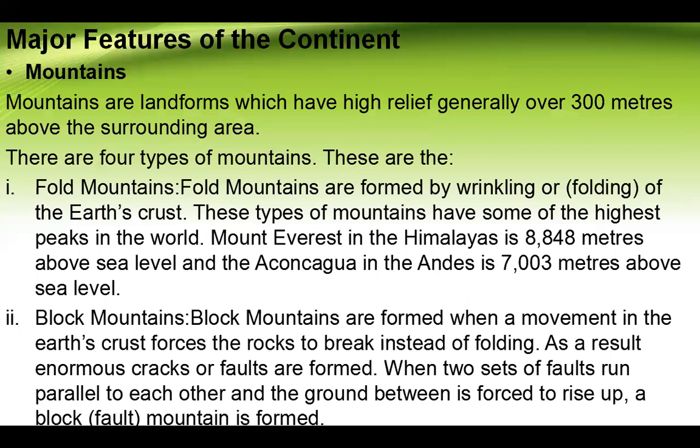You see the features that are found on our Earth. The first one is mountains. You can see them on our continents. They are landforms which have high relief, generally over 300 meters above the surrounding area. So these are highland features.